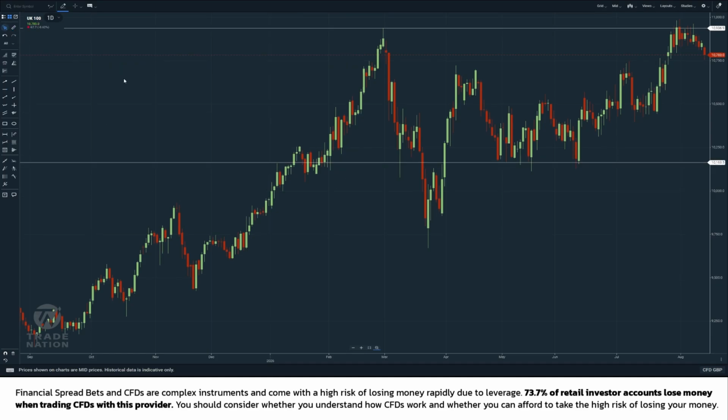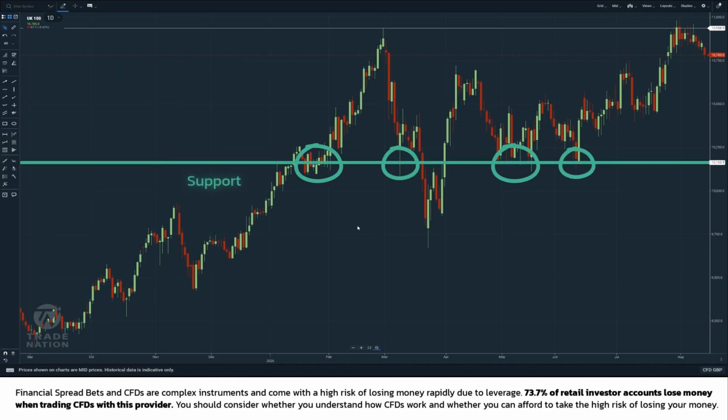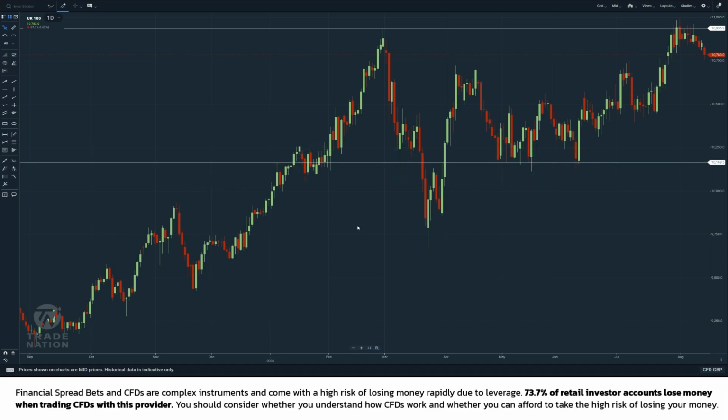When drawing support, look for previous swing lows where buyers have repeatedly responded. If price has tested a similar area several times and moved higher, that can make the level more relevant when analysing the current market structure.